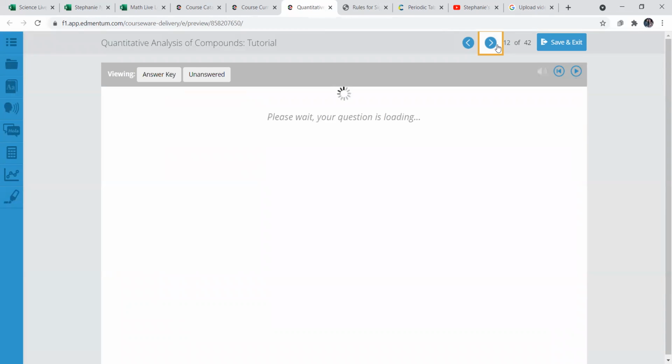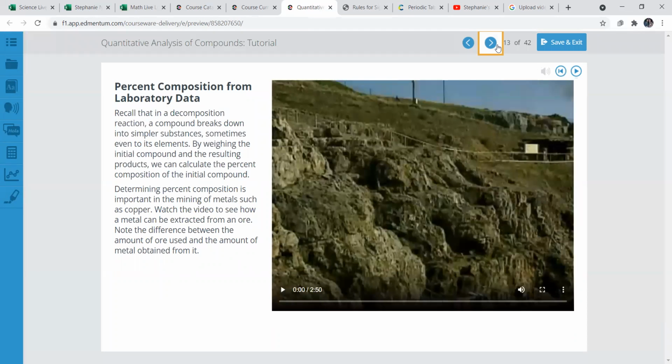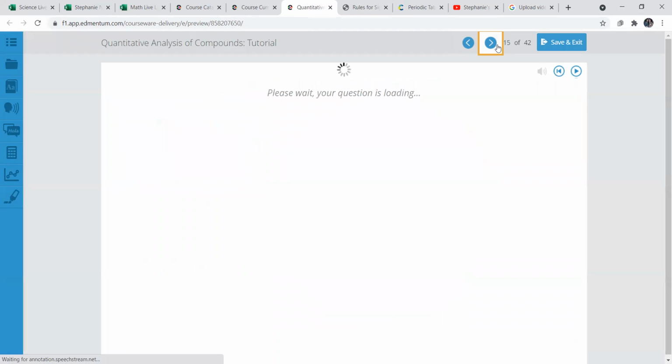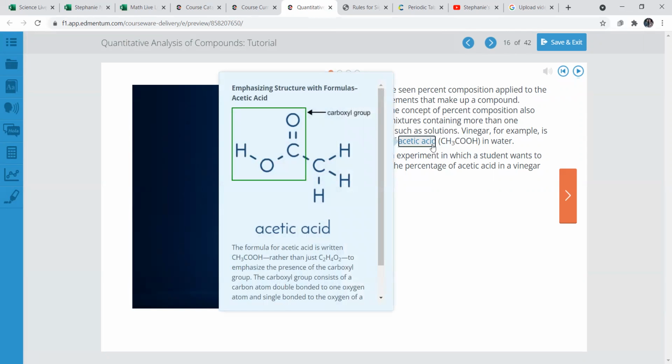Now let's skip that video, and we'll skip that, just telling you how to solve the percent compositions. Now we have acetic acid. Vinegar, for an example, is a solution of acetic acid. Pretty interesting, isn't it?